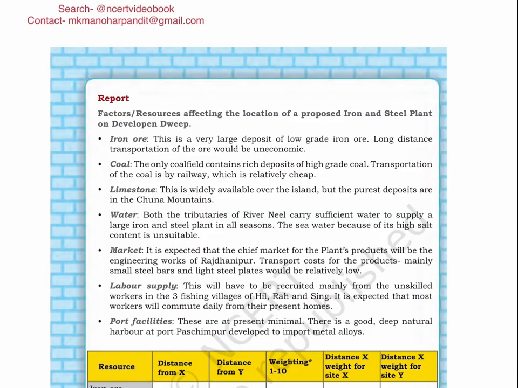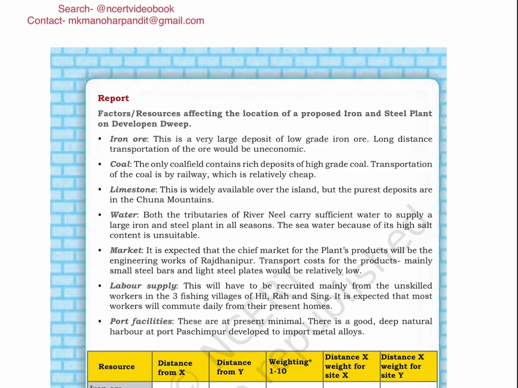Report. Factors or resources affecting the location of a proposed iron and steel plant on Development Dweep. Iron ore. This is a very large deposit of low-grade iron ore. Long-distance transportation of the ore would be uneconomic. Coal. The only coal field contains rich deposits of high-grade coal. Transportation of the coal is by railway, which is relatively cheap.